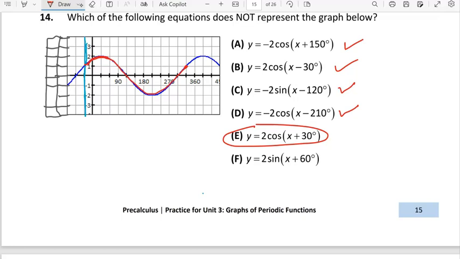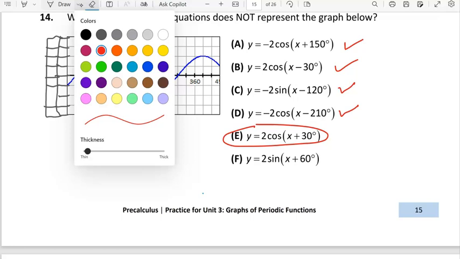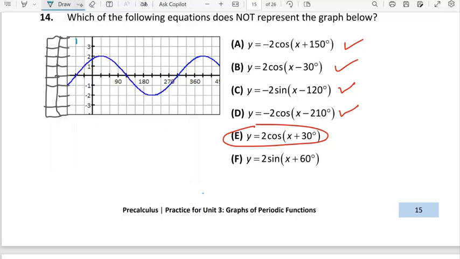Let's just check the last one. So the last one would be a phase shift of negative 60, which means that we're starting our cycle here. And if we graph one full cycle from that, that looks like a right side up sine function. So that one checks too. So the correct answer choice, which one does not represent the graph, is E.